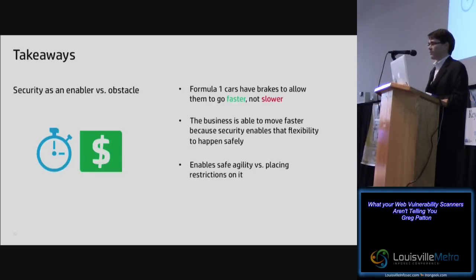If Formula One race cars didn't have brakes, they couldn't approach the speeds that they do. They couldn't travel at 100 plus miles an hour because they didn't have brakes. Traveling at those speeds, we'd have no more Formula One race car drivers. So security should be thought of in much the same way.